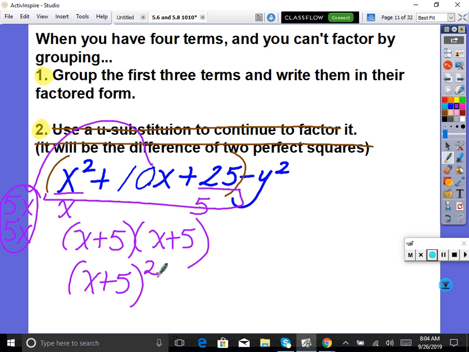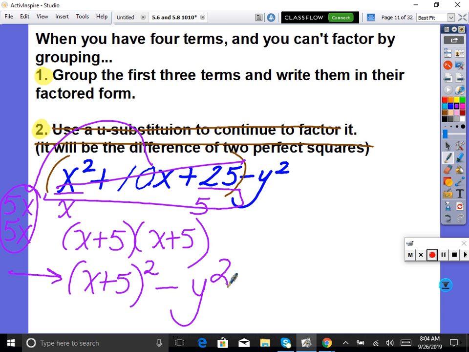If this is my final answer, it doesn't matter which one you write. However, for the context of this problem, that's what I want. Now look what I've done. I've just taken this piece and rewritten it in factored form, but aren't they equal? I've not changed the problem. I've rewritten it in a better format for our sake. Now I still have minus y squared.